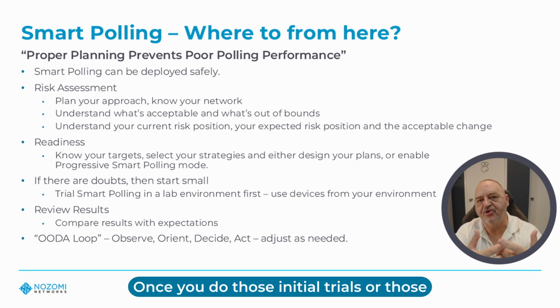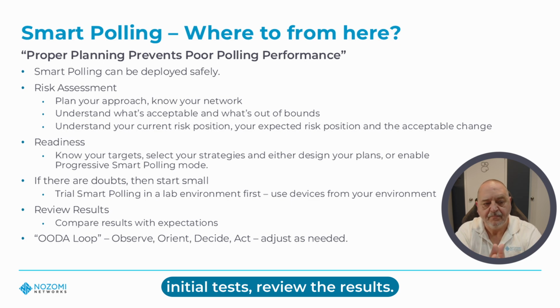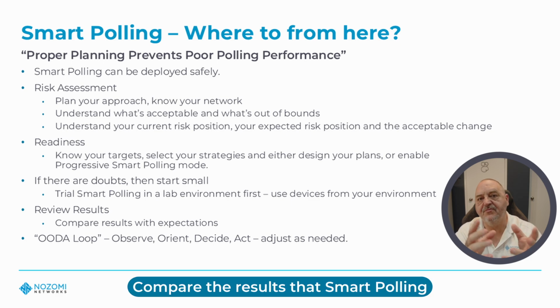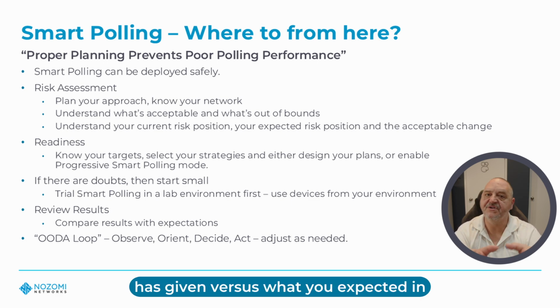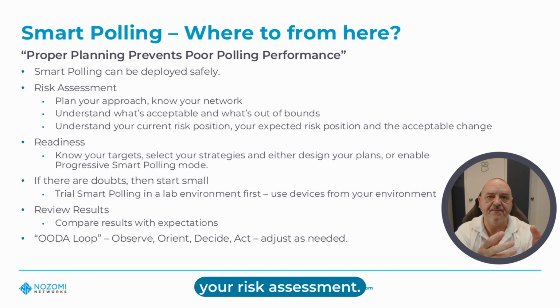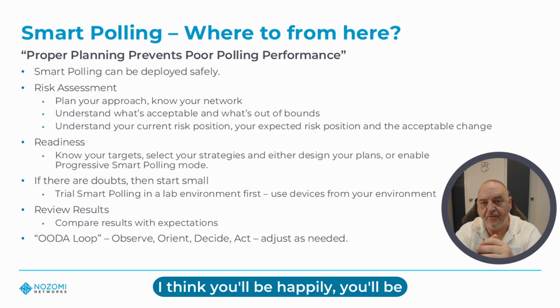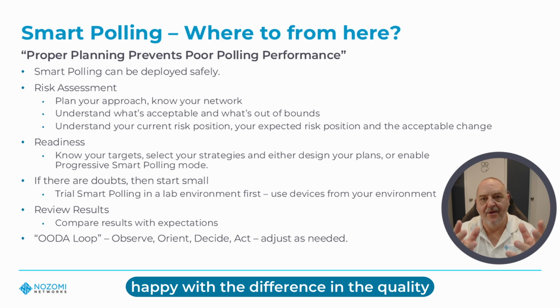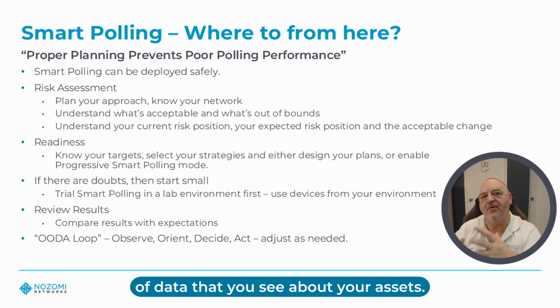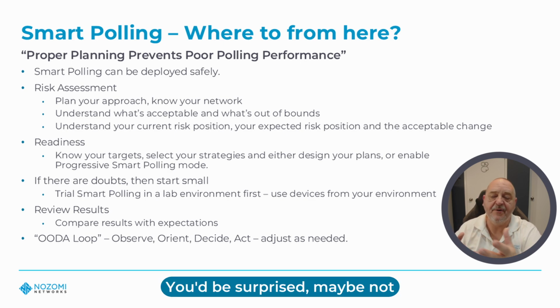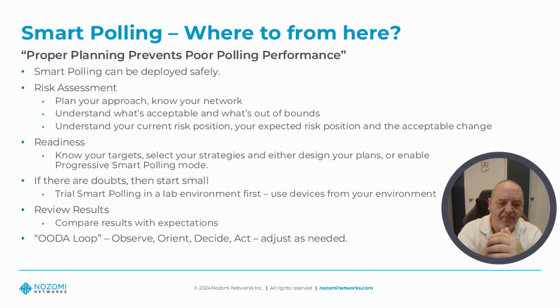Once you do those initial trials or those initial tests, review the results. Compare the results that smart polling has given versus what you expected in your risk assessment. And look at the difference in the quality of data you've got. I think you'll be happy with the difference in the quality of data that you see about your assets. You'd be surprised, maybe not surprised, definitely happy.